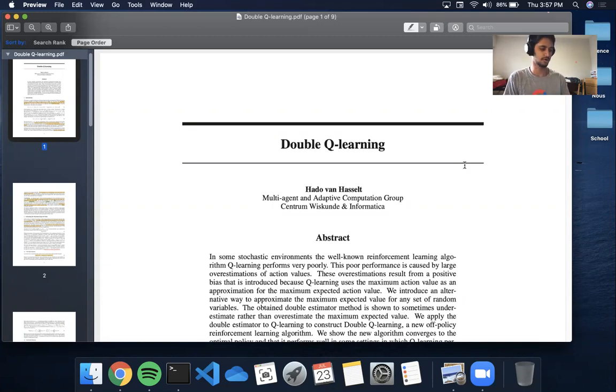I'll talk about the sort of problem with Q-learning and an algorithm that fixes that problem by using a double estimator. And we'll discuss this paper that talks about double Q-learning, which is the solution to the single estimator problem of Q-learning. So yeah, let's get into it.